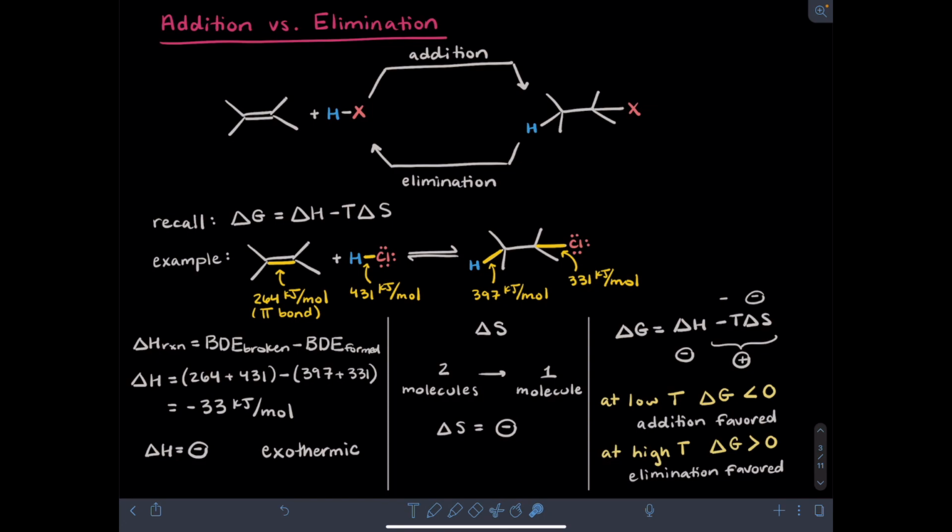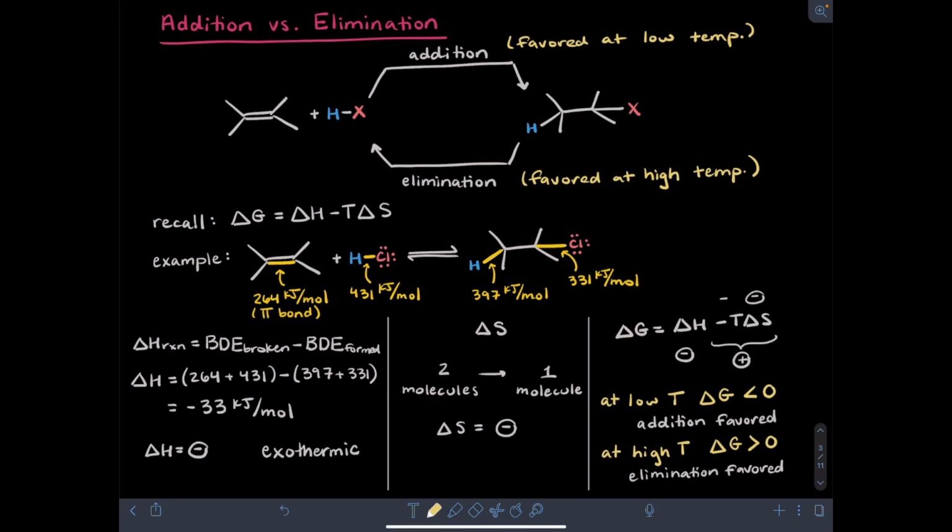When you go to higher temperature, this minus T delta S term starts to dominate, making delta G positive at really high temperatures. Having delta G greater than 0 is unfavorable, so we would expect that this reaction would not proceed to give the addition product at high temperatures, and would instead favor the reactants, the alkene and the HCl.